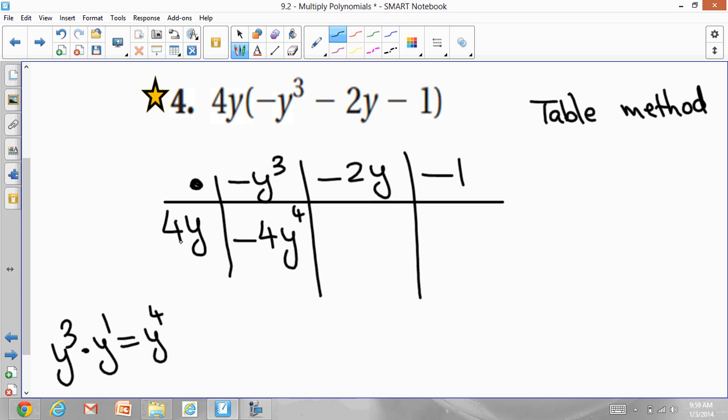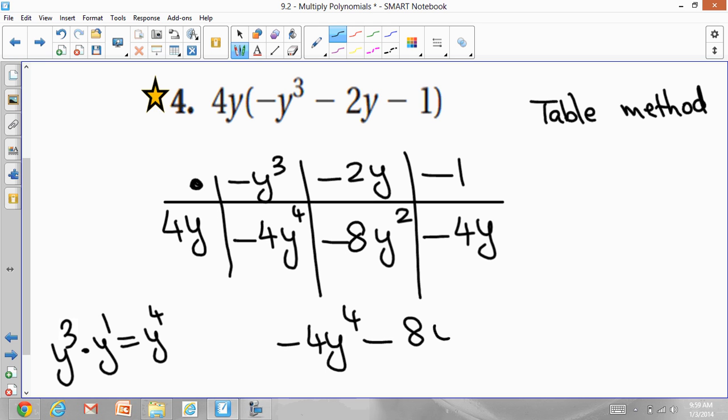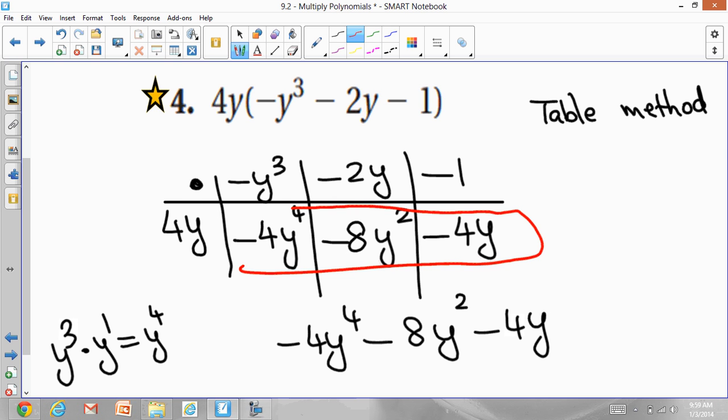Now when you multiply 4 times negative 2, you're going to get negative 8. So you're going to multiply y times y. Y times y is going to give you y squared. Negative 1 multiplies positive 4 to give you negative 4. Y just tags along. So the final answer in this case will be negative 4y to the power of 4 minus 8y to the power of 2 minus 4y, which in this case is this.